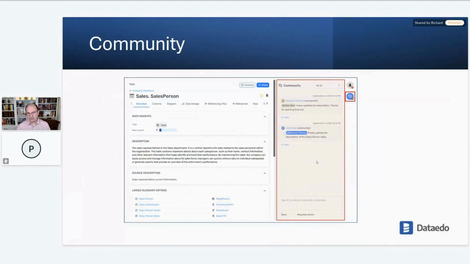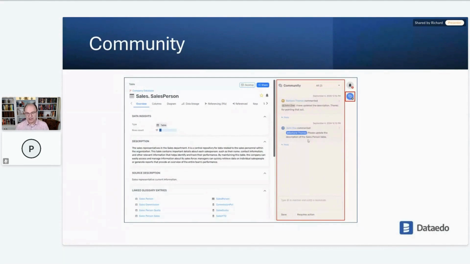They can't write descriptions or create linkages or any of that editing type stuff, but they can interact at a community level. They access this ability to leave comments right here with this comments icon, community icon, and it allows them to leave comments. So for example, John left a comment for Barbara, said, please update the description of this table. And so he is engaged.